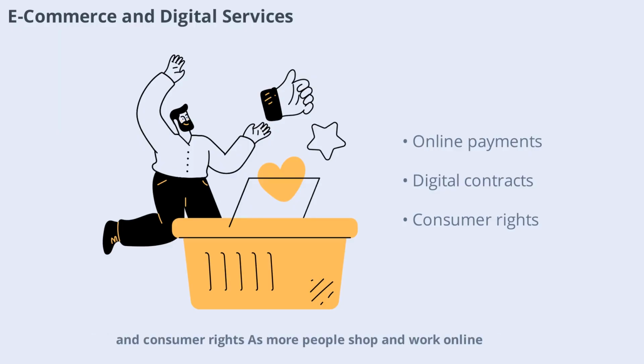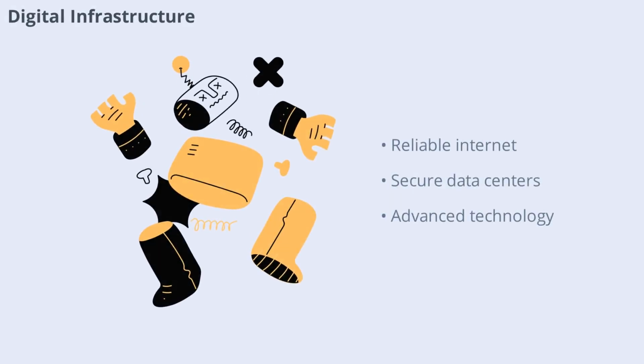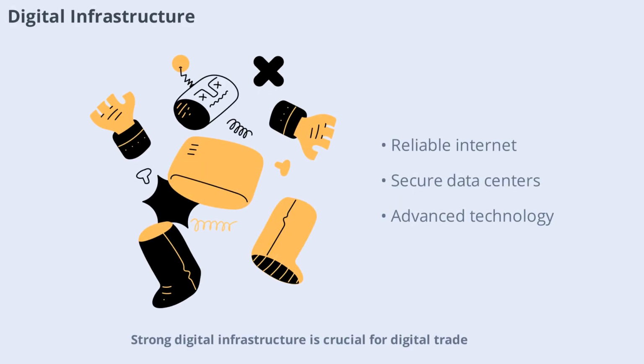As more people shop and work online, governments are updating their rules to keep up with new business models and technologies. Strong digital infrastructure is crucial for digital trade. This includes reliable internet connections, secure data centers, and advanced technologies. Governments invest in infrastructure to support businesses and ensure everyone can participate in the digital economy, no matter where they live.